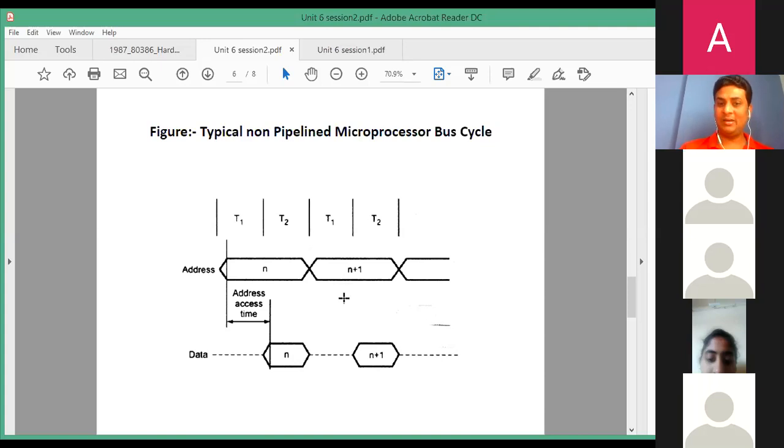So is it clear? Is it pretty much clear? I think. Yeah. Amit, any doubts? No, sir. Fine. So shall we move on to pipeline? Yes, sir. Okay.